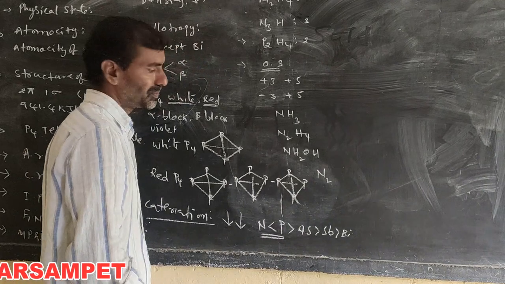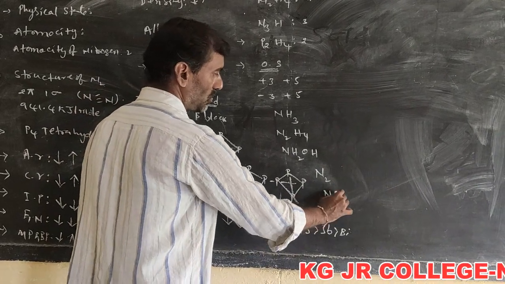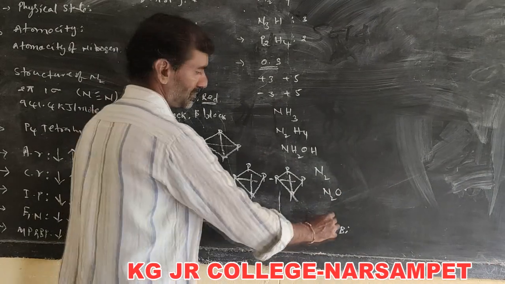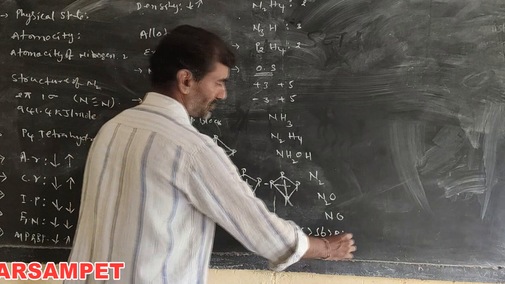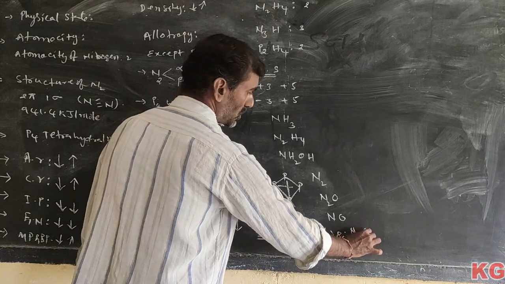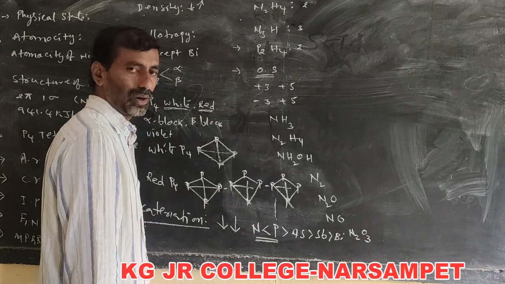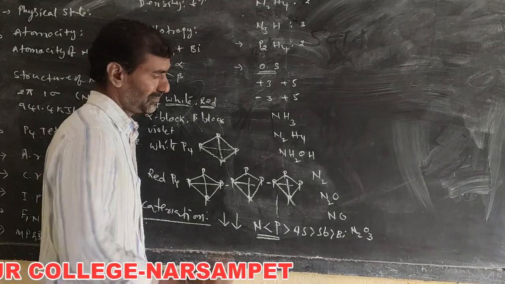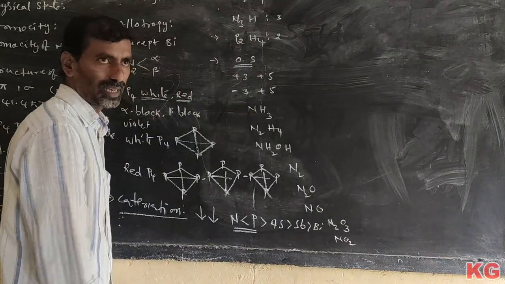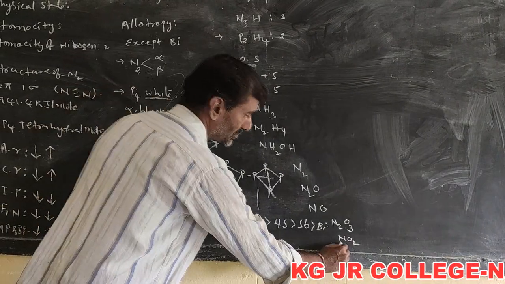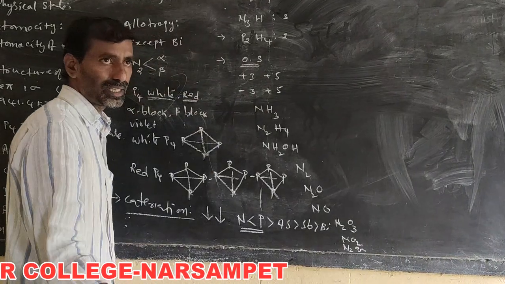Next one, N2O, nitrous oxide; NO, nitric oxide; N2O3, dinitrogen trioxide or sesquioxide; NO2, nitrogen dioxide; N2O5, dinitrogen pentoxide.